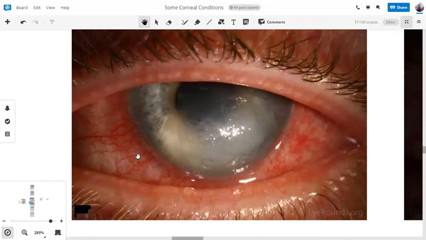Circumciliary congestion, the conjunctiva is congested and inflamed. There's an opacity in front of the cornea, right? Opacity or a haziness. Now, when I performed the sodium fluorescein stain, nothing came up. So it's not a corneal ulcer.